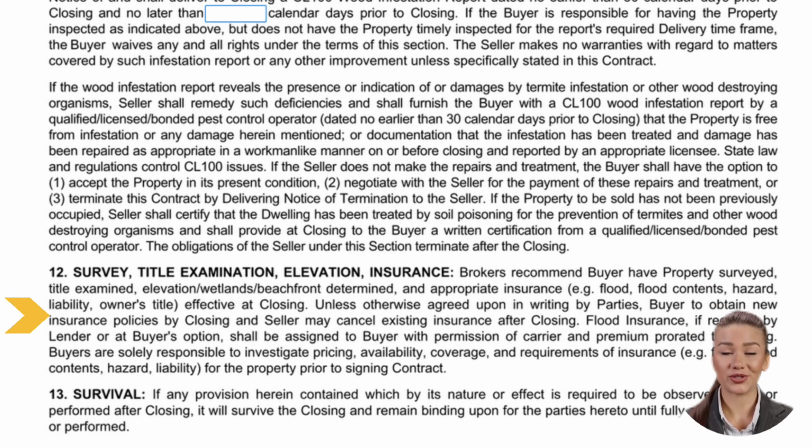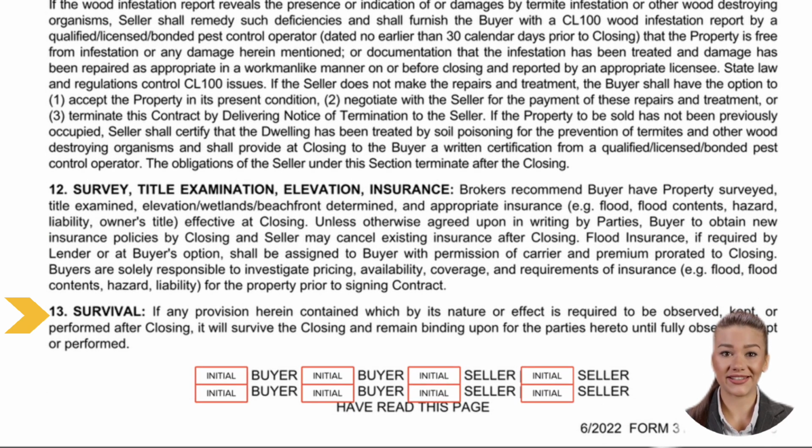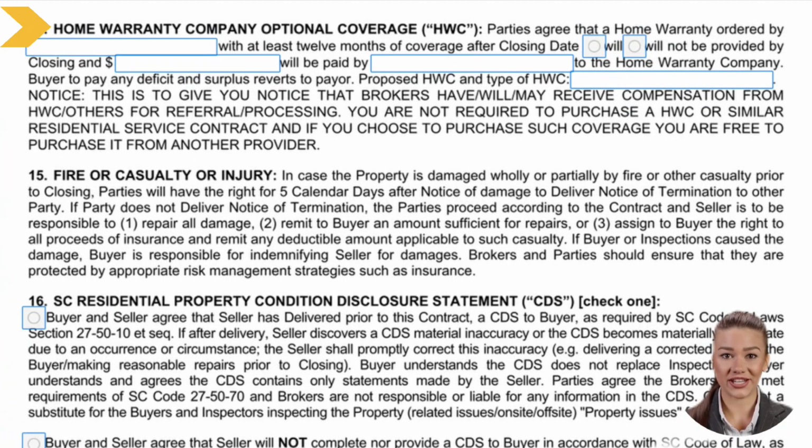Section 12 refers to insurance, survey, title, etc. It is recommended the buyer have these items completed prior to closing. The buyer agrees to have insurance effected on the day of closing, and the seller can cancel their policy. If allowed, the flood insurance policy can be assigned to the buyer. Section 13 states all agreements survive closing. Section 14 will indicate if a home warranty will be provided. List who will order the policy, how much they will pay, and the name of the company.